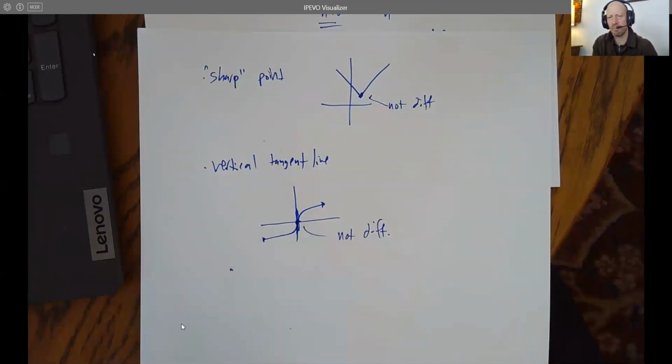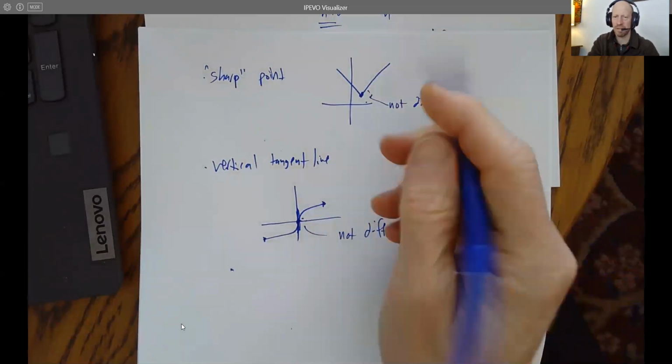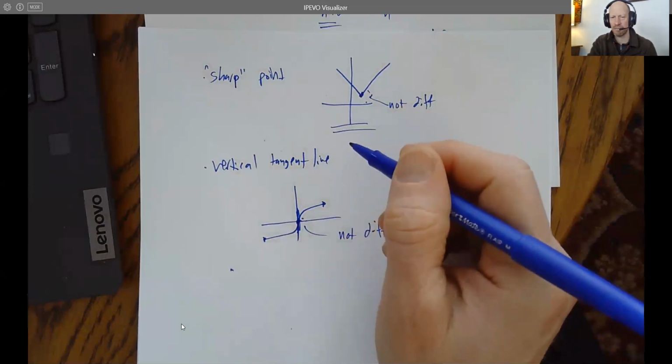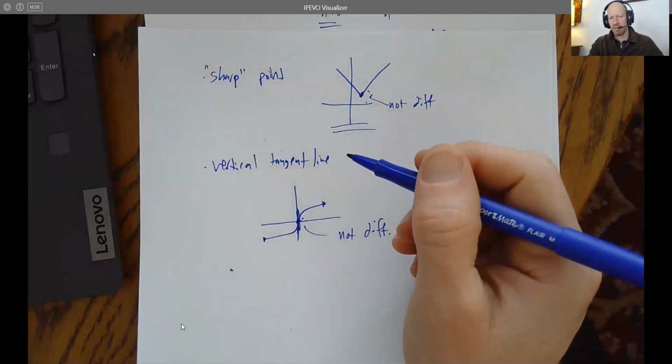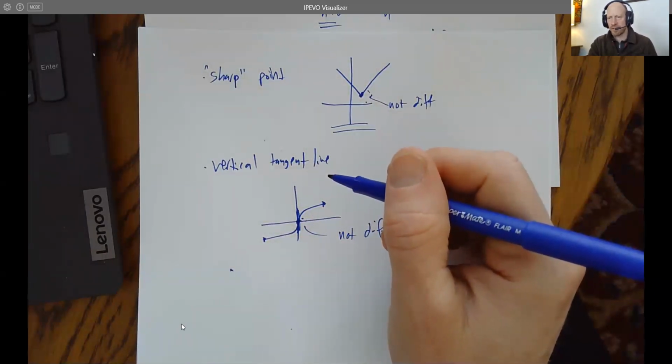Those are really the two main other situations. Any discontinuity, it's not going to be differentiable. But even if it's continuous, there are a couple spots where it can fail to be differentiable as well. Sharp points are probably the most common failures, but you'll also see that occasionally with some vertical tangent lines.